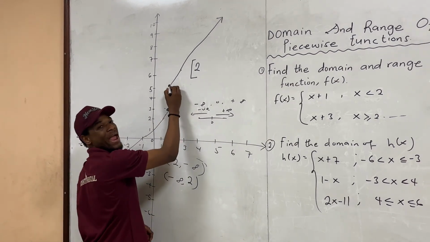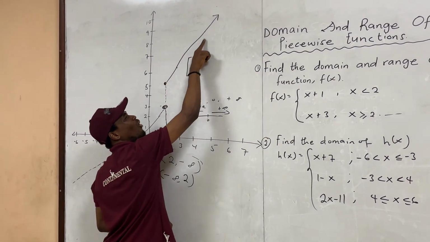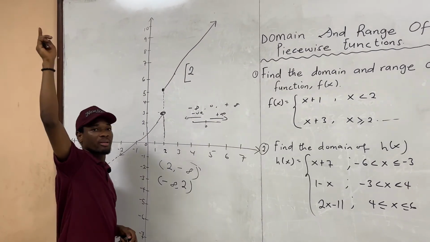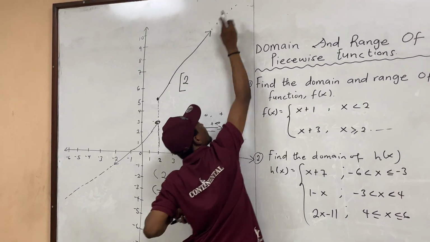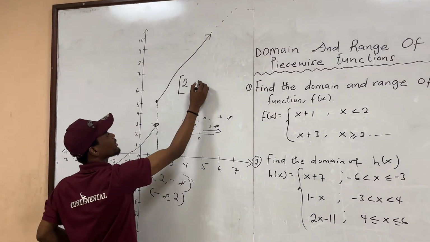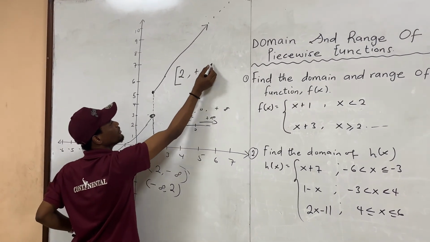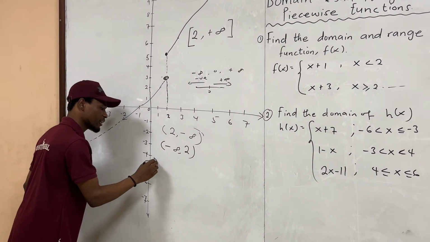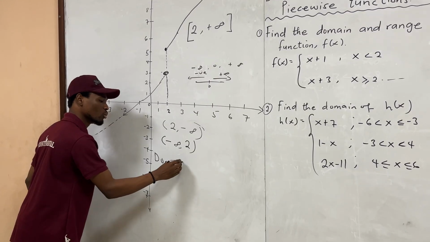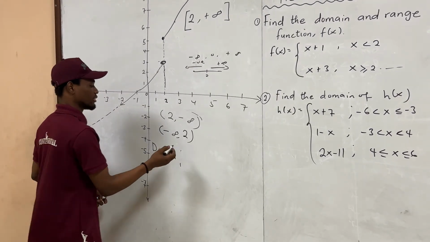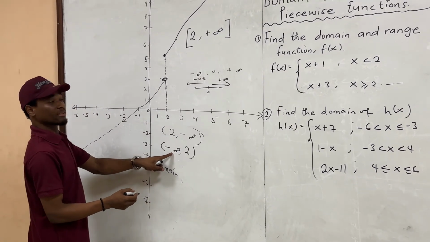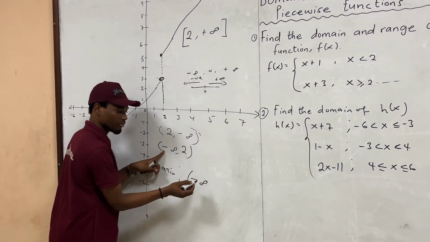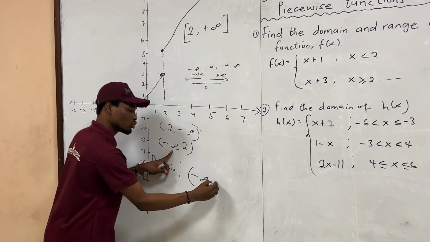Good. Now to where? To somewhere, positive infinity. It goes that way, right? It goes this way to positive infinity. So the domain, okay? Now the domain would be this. You have, from negative infinity, then to 2.